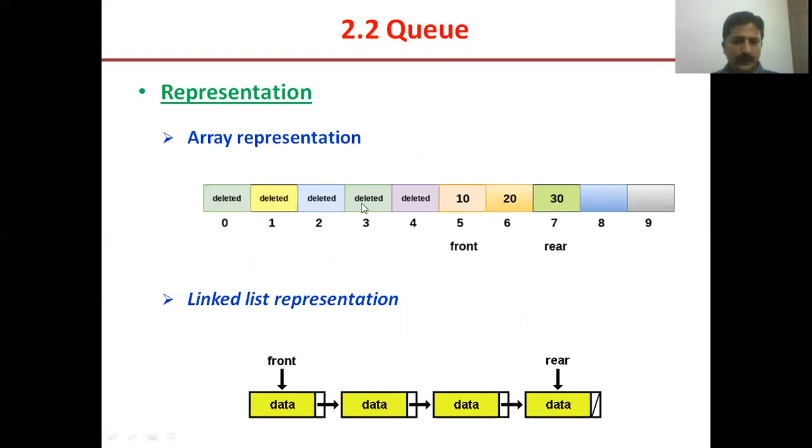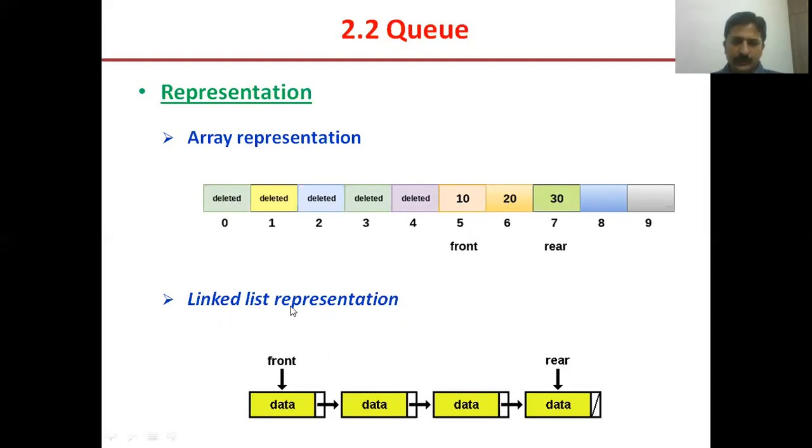So the queue is stored in an array, and right now this queue is made up of 10 elements, that is 0 to 9. Total 10 elements are there, where the first 5 elements have been deleted. So after deletion, the front is pointing to the 5th element here. Right now 10 is the first element as per these values, and 30 is the last value. So your rear is pointing to 30 and front is pointing to 10, and these are the indexes here. This is how a queue is represented in an array.